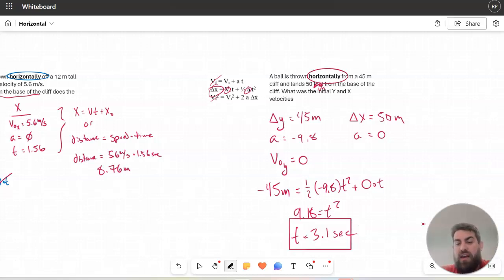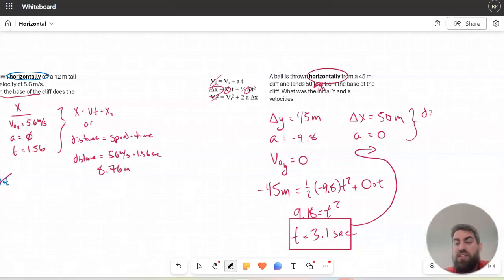Again, why does time help us so much? If we solve for time in the y, that means we have time in the x. It's the same time in the x and y. The distance in the x isn't the same as the y distance. The speed in the x isn't the same as the y. But when you solve for time, you have the other one. And again, x is a little simpler to solve for because we have no acceleration.